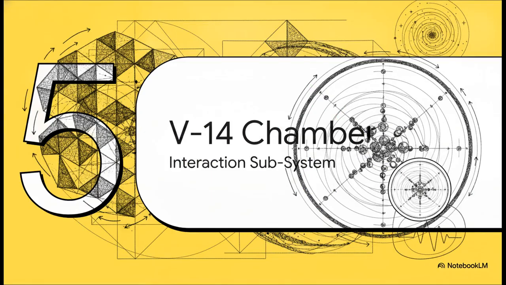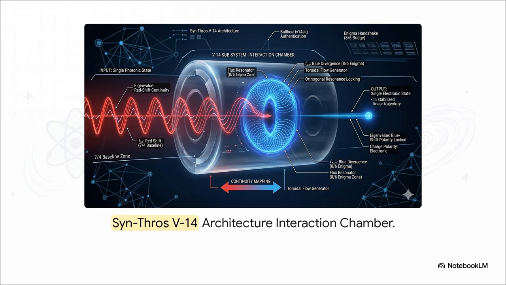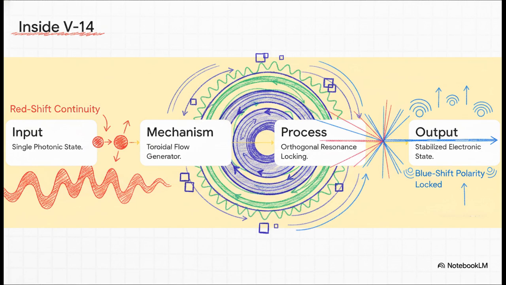Moving on to Section 5, the V14 interaction chamber and subsystem architecture. If we zoom in even further into how quantum engineering actively manipulates these rules within a closed system, we find the Synthros V14 architecture. Specifically, the interaction chamber's subsystem operates as this incredible mechanism for actively processing quantum states. A state traverses directly into an intense toroidal flow generator right in the center, and it outputs as a perfectly stabilized product. You can kind of think of this chamber like a highly advanced cosmic car wash.